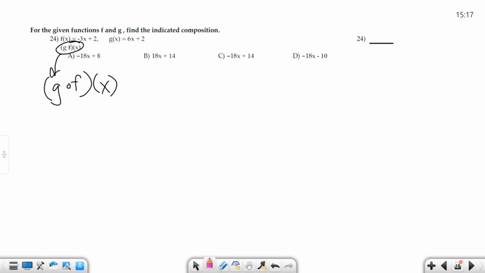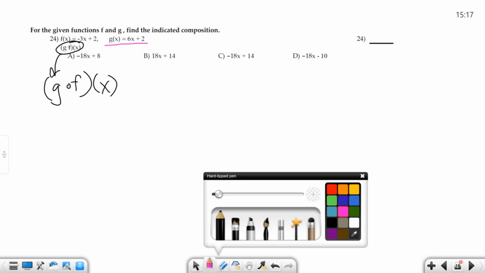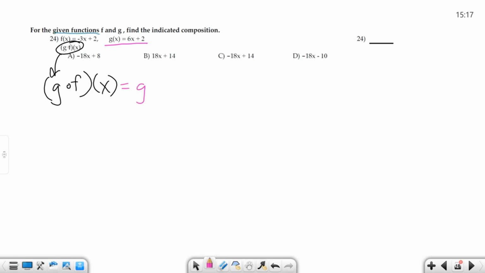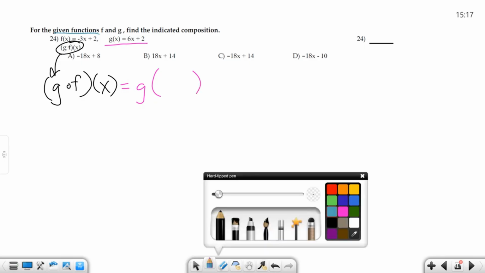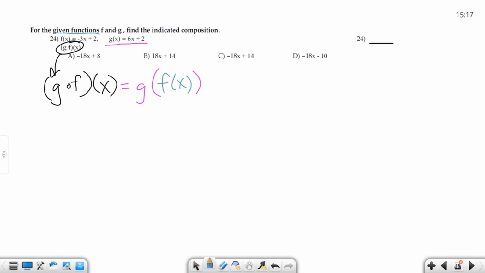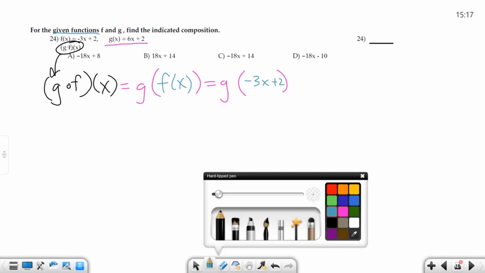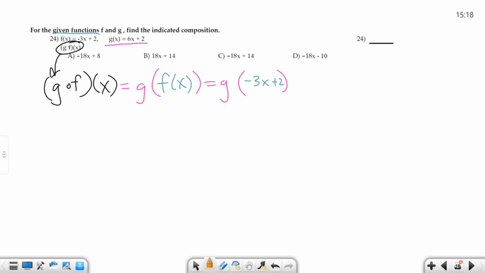So, how am I going to do this? I'm going to do my G of X in pink and my F of X in blue. So this really means G of something. G of F of X. And there's a couple of different ways you can go here. My favorite way is this way right here. So I'm going to say this is going to be G of something. But wait a minute. What is F of X? F of X is negative 3x plus 2. So the rule for G says 6 times whatever you have there plus 2.